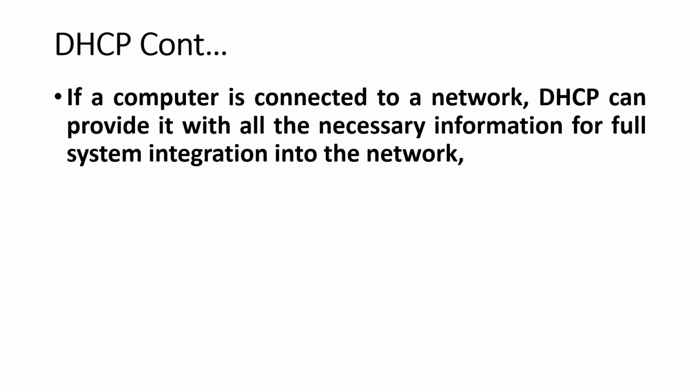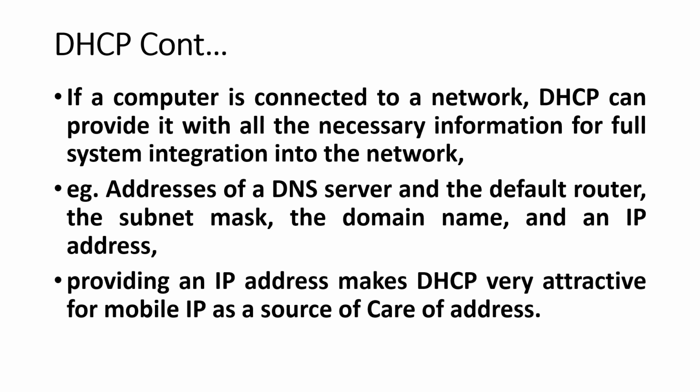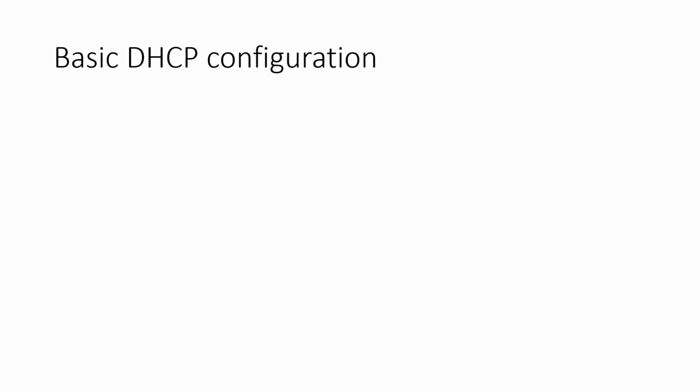If a computer is connected to a network, DHCP can provide it with all the necessary information for full system integration into the network. Example, addresses of a DNS server and the default router, the subnet mask, the domain name and an IP address. Providing an IP address makes DHCP very attractive for mobile IP as a source of care-of address. Let us see the basic DHCP configuration.